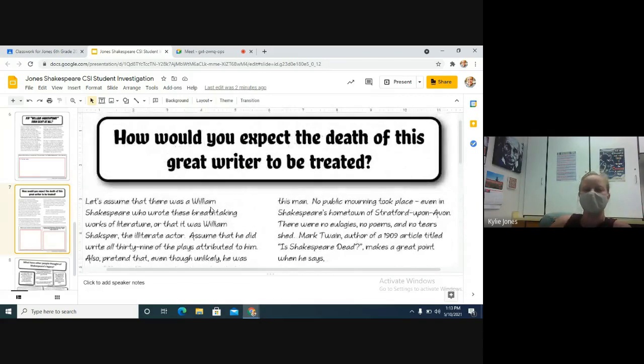So this top one, I can't talk anymore. This one, the top says, how would you expect the death of this great writer to be treated? So if he was the greatest writer of the time, how would you expect him to be treated when he died? Good, right? Like a king, right? He wrote all these cool things. So let's read through this one.